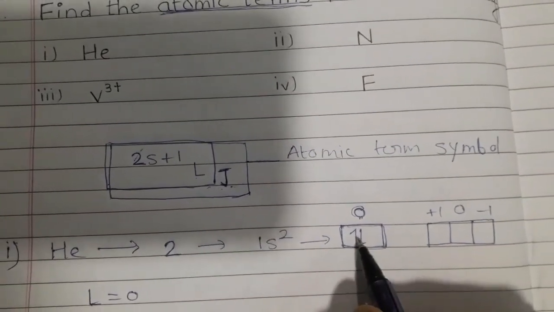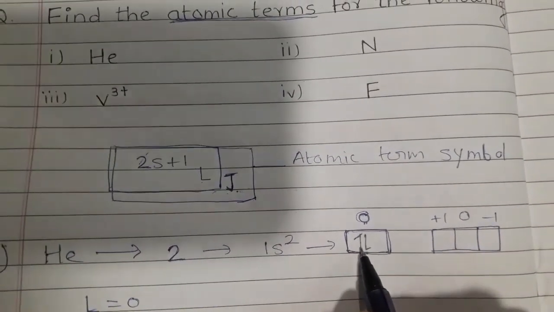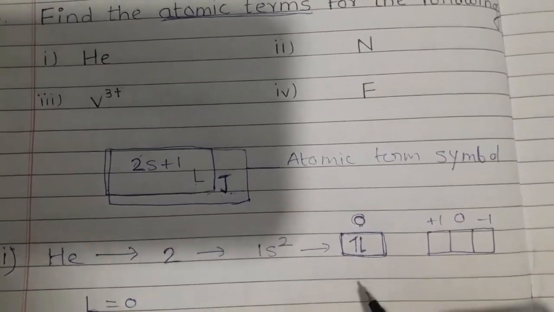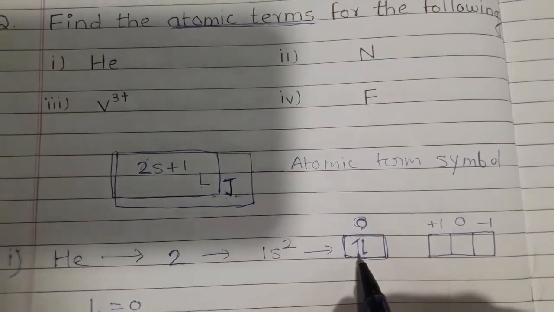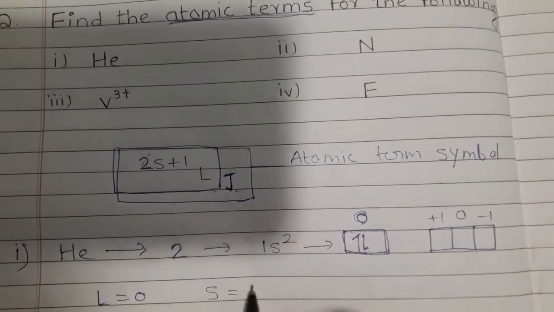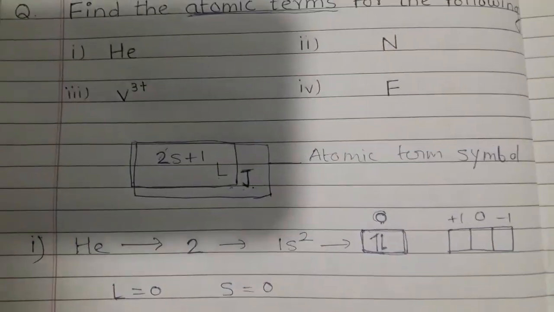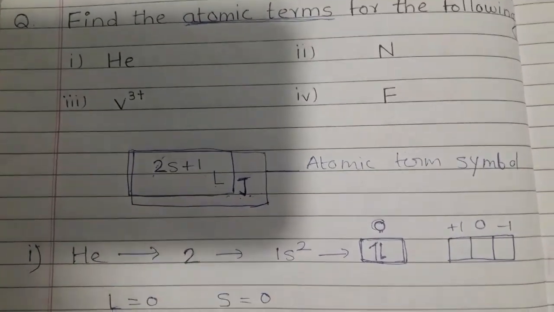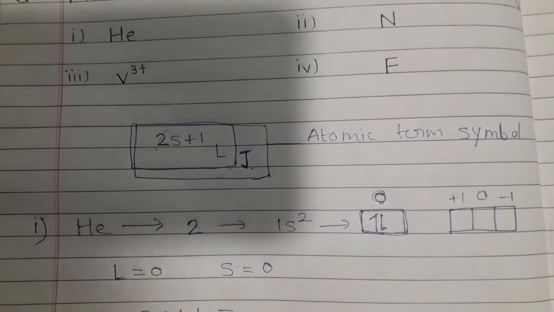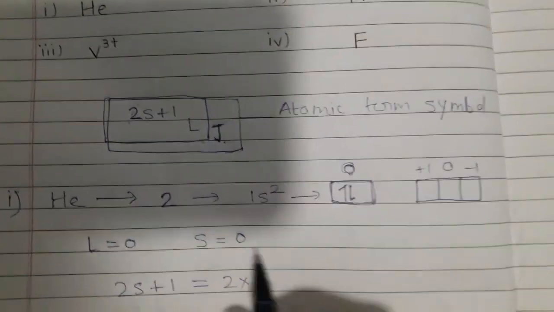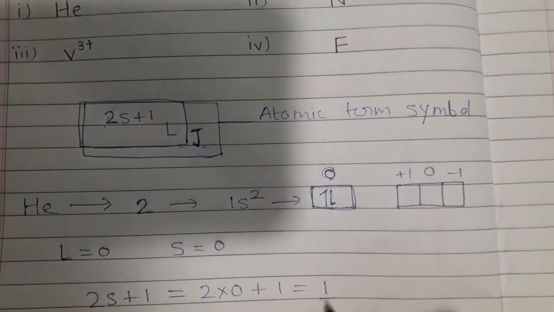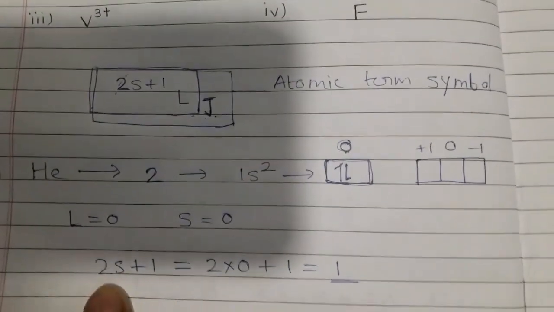Here you can see one is an upward spin and one is a downward spin. That means the spins are opposite to each other, so there is no net spin. So here S is also 0. If we try to find out the value of 2S plus 1, we get 2 into S, the value of S is 0 here, so 2 into 0 plus 1 equals 1. Here we are getting the spin multiplicity.